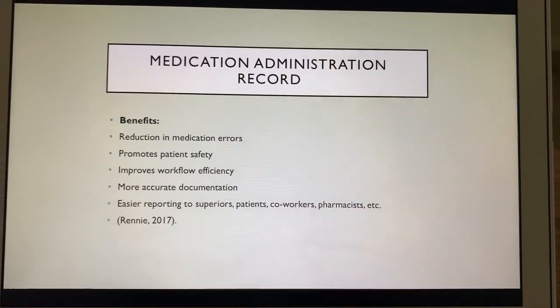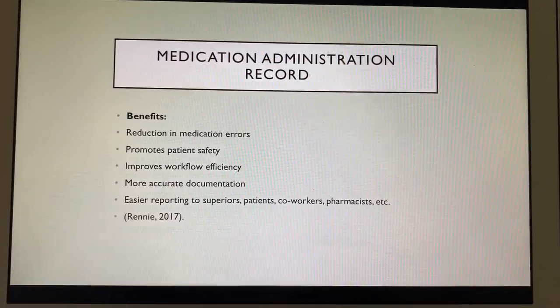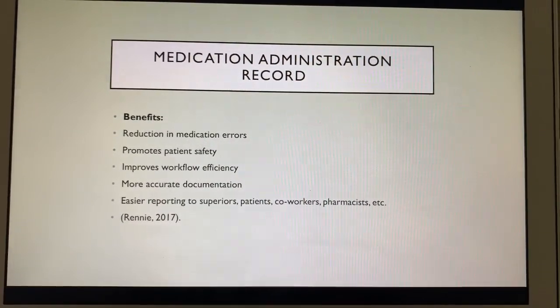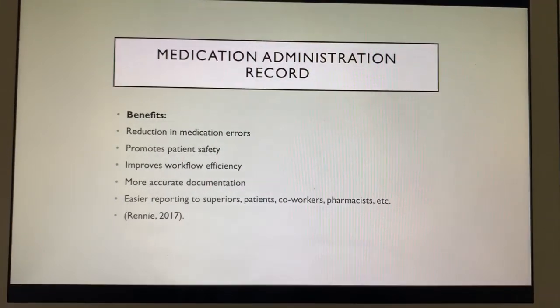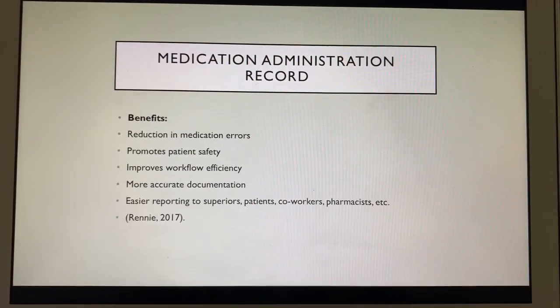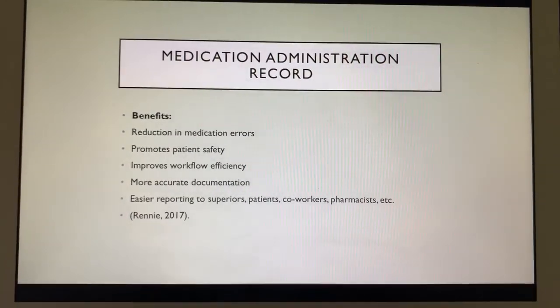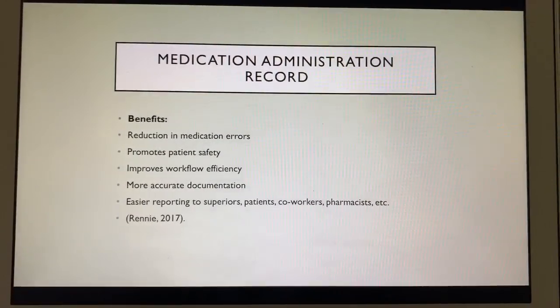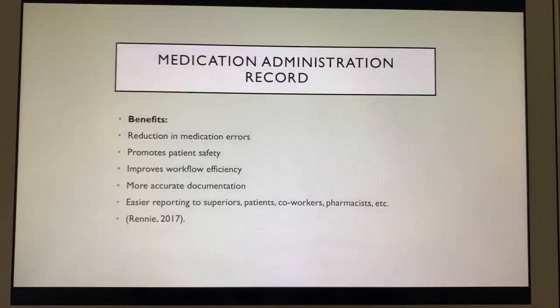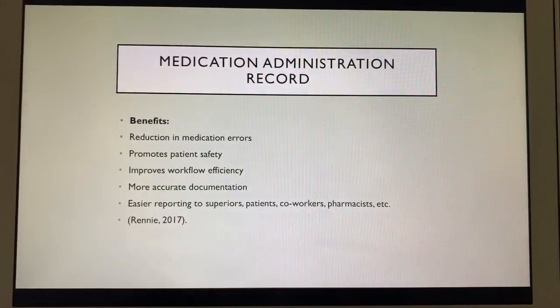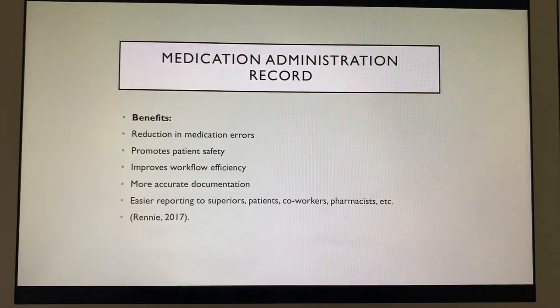So we are able to then spend more time one-on-one with our patients, focus on what their needs are, and give them the time and attention that they need instead of being so concerned with spending time on our documentation, making sure it's done, making sure it's correct. We are able to focus more on our patients, which is our number one goal.